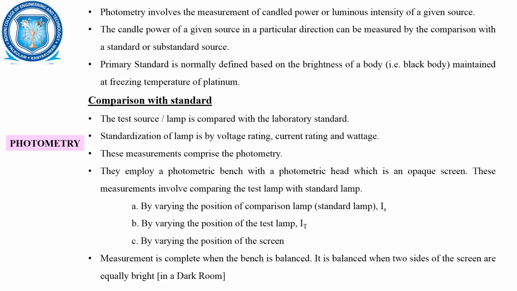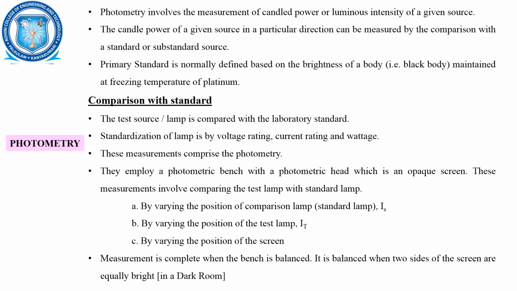They employ a photometric bench with a photometric head, which is an opaque screen. These measurements involve comparing the test lamp with the standard lamp. There are three processes by which we can compare the illumination of the test lamp with the standard lamp. First, by varying the position of the comparison lamp, that is the standard lamp. Second, by varying the position of the test lamp. And third, by varying the position of the screen, that is the photometric head.